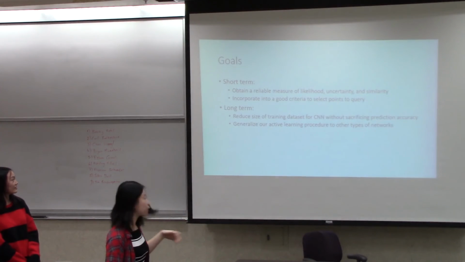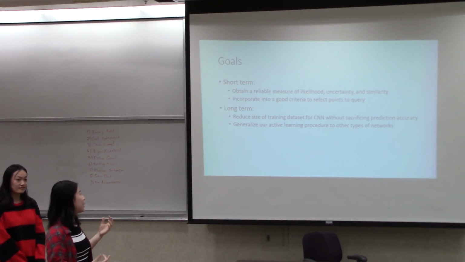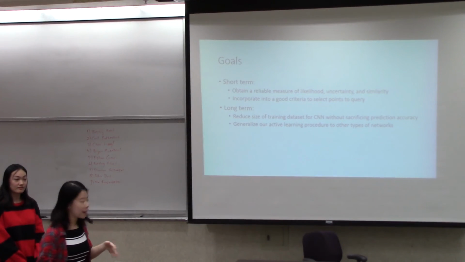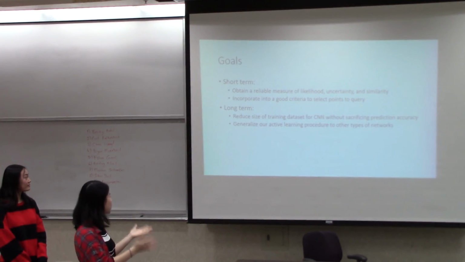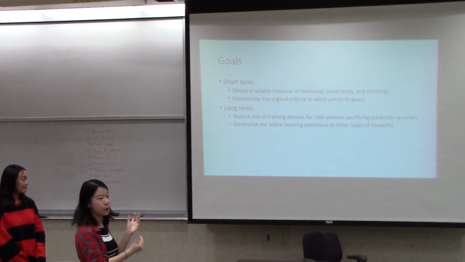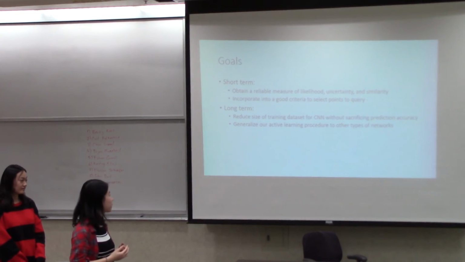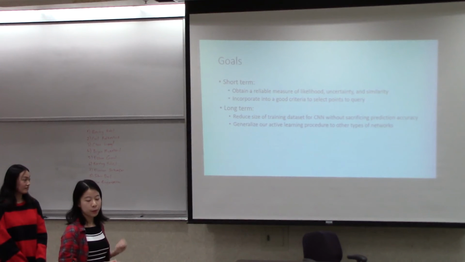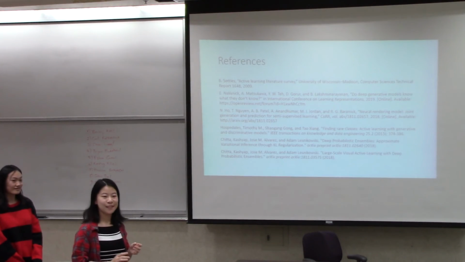So our short-term goal is first to obtain a reliable model that gives us likelihood, uncertainty, and similarity, and incorporate them into our query function. And our long-term goal, if we really can find those models, is to incorporate them in our active learning settings and reduce the number of data points we need for the CNN without sacrificing its prediction accuracy. So these are the references.